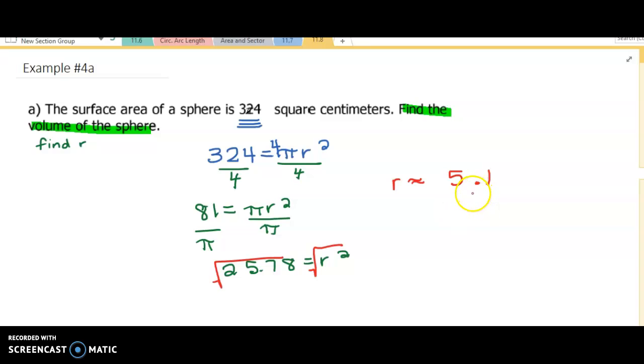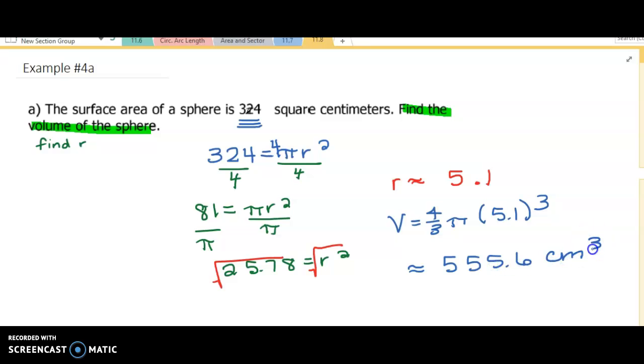Okay, so now that I have my radius, I can find my volume. Volume is 4/3 pi, 5.1 cubed. And I'm just going to plug this into my calculator to get, rounded, 555.6, and that'd be centimeters cubed because we're talking about volume.